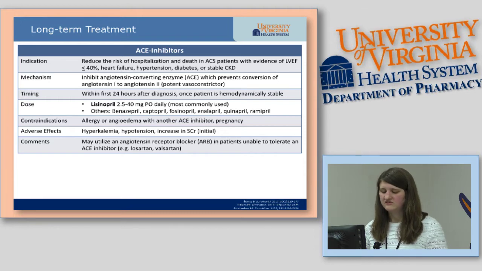Angiotensin 2 is a potent vasoconstrictor, so by inhibiting the formation of angiotensin 2, we have a lot of favorable, again, hemodynamic effects for these patients, especially in those patients with conditions like hypertension, diabetes, or stable CKD. These should be administered also within the first 24 hours after diagnosis, once the patient is hemodynamically stable. The most common ACE inhibitor you will probably see used is lisinopril.